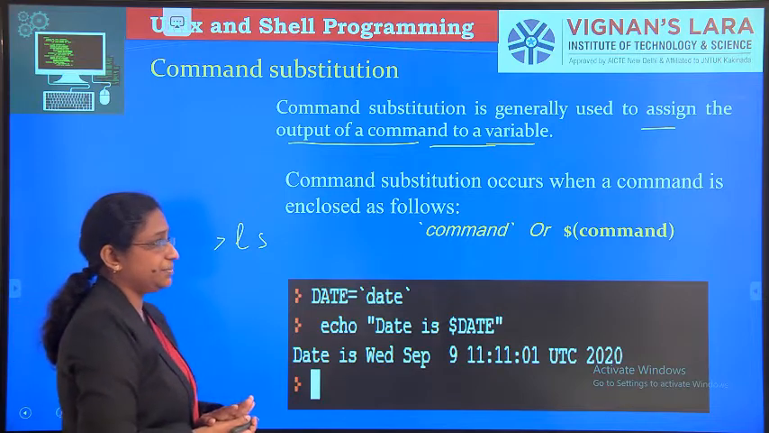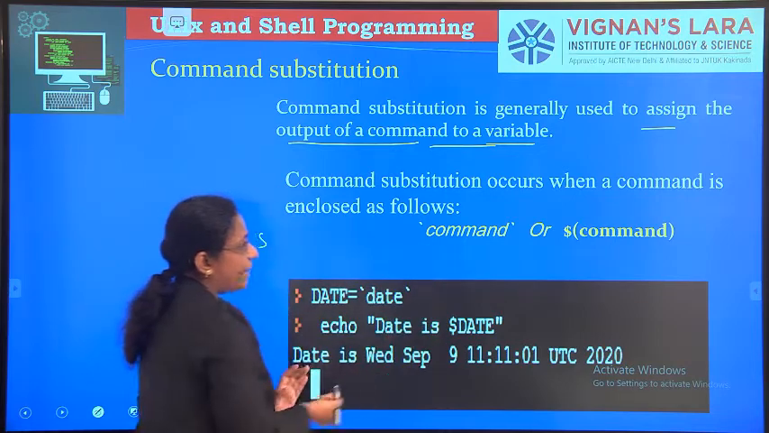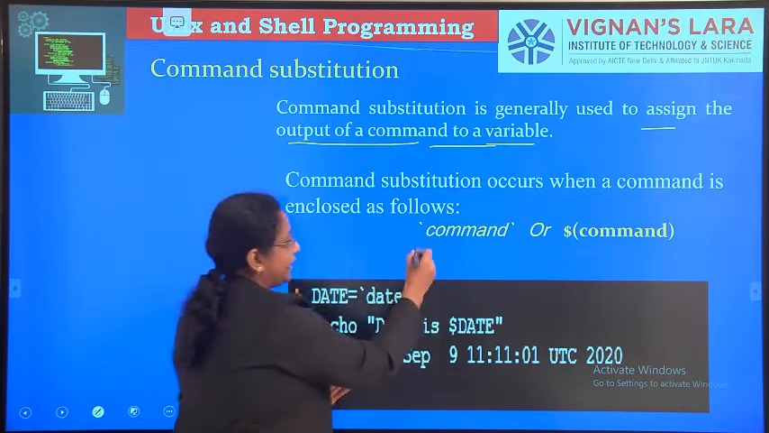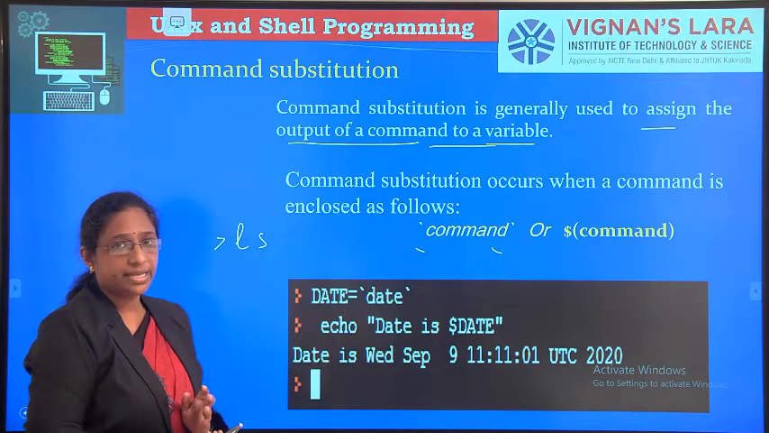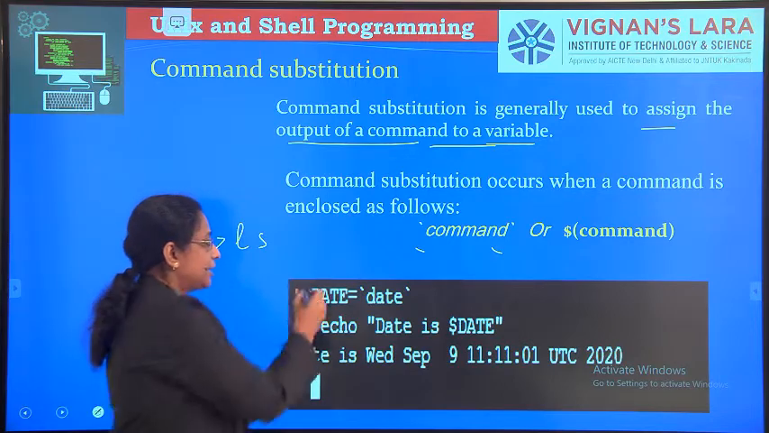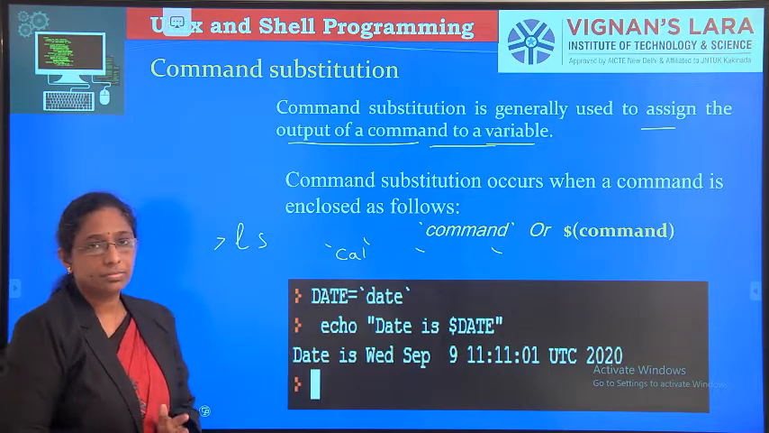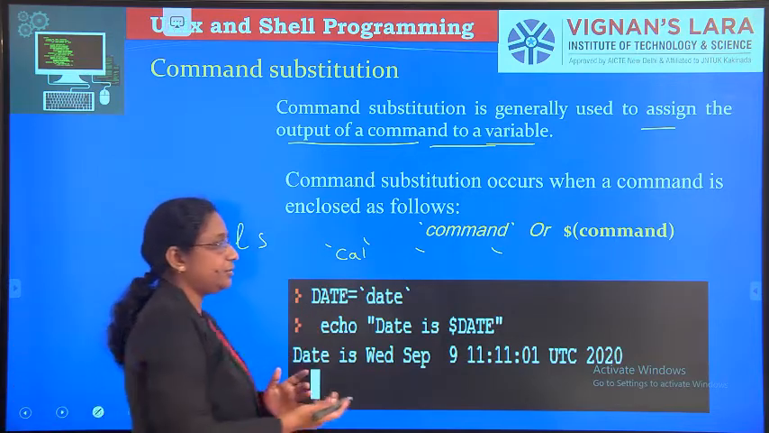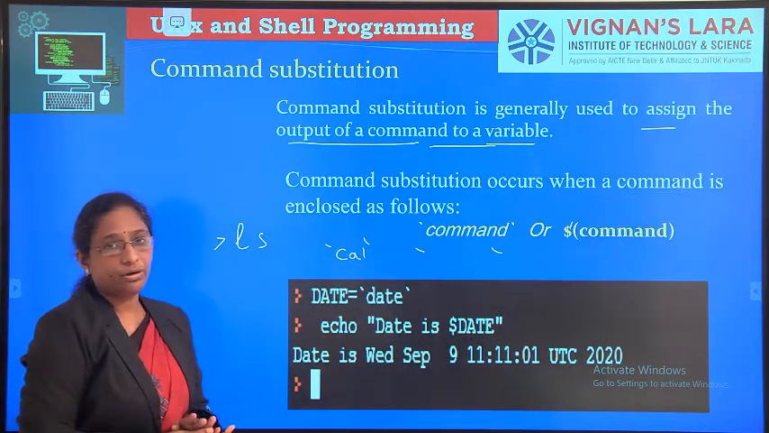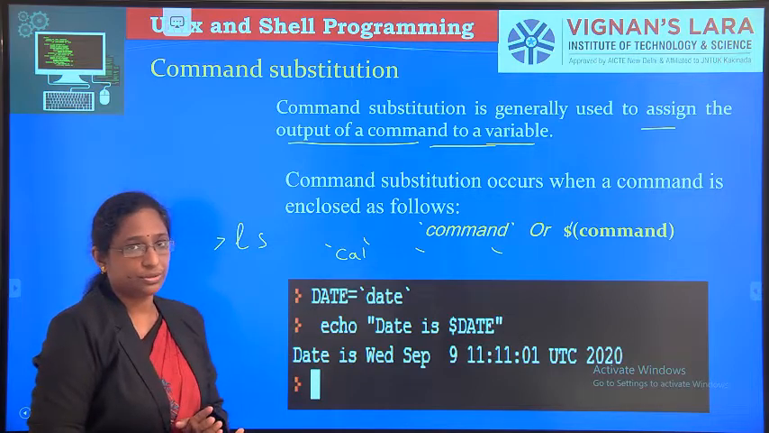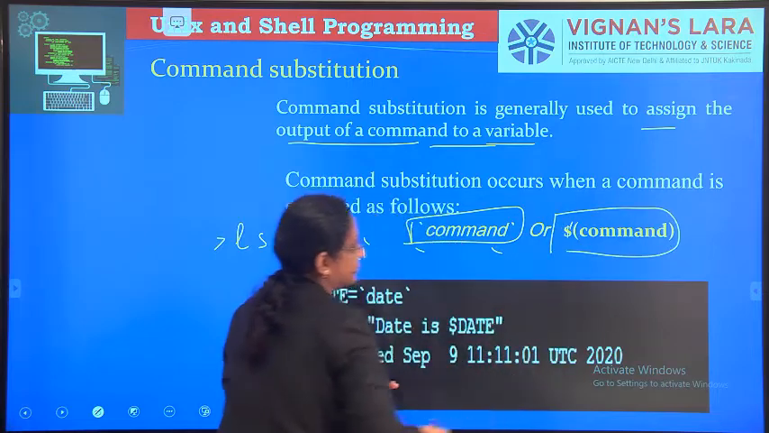Command substitution can be done in two ways. The first one is that whatever command you want to give has to be placed in back quotes. If you want to assign the calendar to a particular variable, you say the cal command in back quotes. Or you can use the dollar symbol with the braces. These are the two different ways in which we can do command substitution.